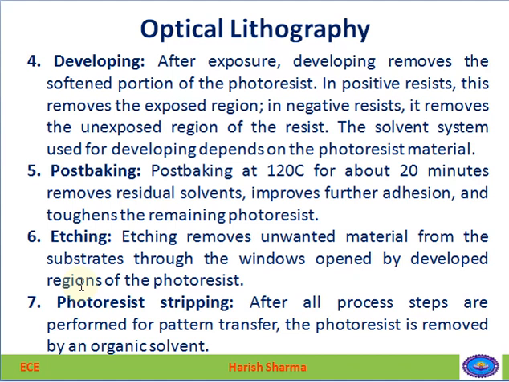After developing, the next step is post-baking. The wafer is placed in an oven at 120 degrees centigrade for about 20 minutes. This hardens the retained portion of the photoresist. After post-baking comes the etching process, where after developing, the weaker or soluble photoresist has been removed and the hardened photoresist remains, and through that window in the photoresist, the etching chemical removes material from the substrate.